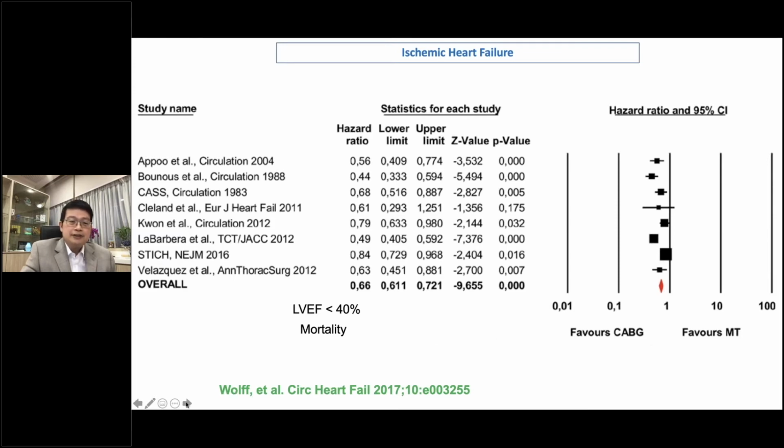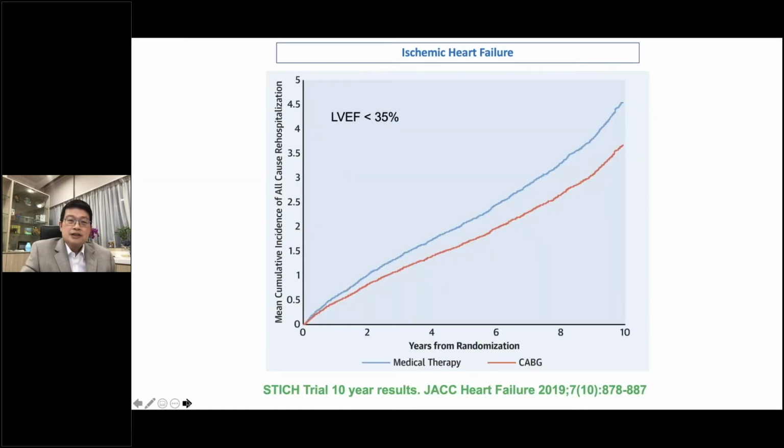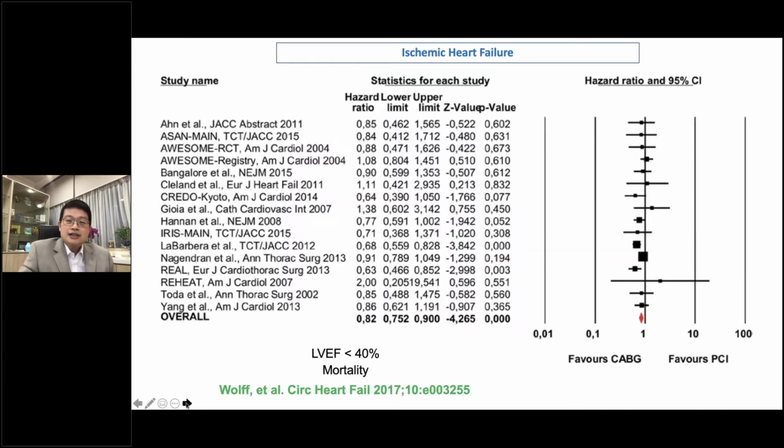And comparing, the same goes for the hospital admissions for heart failure. You reduce that if you revascularize them by CABG. And if we compare CABG against PCI, the survival is better in this group of patients who have ischemic heart failure because there's a more complete revascularization.